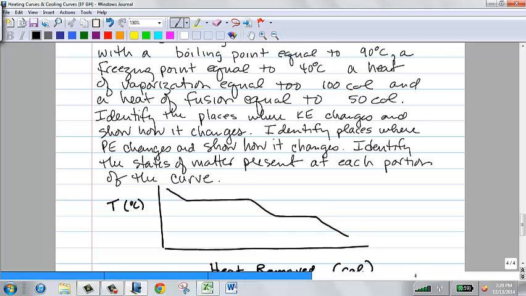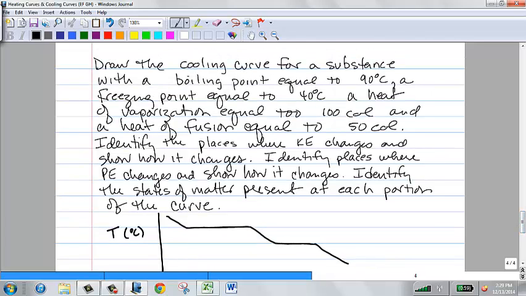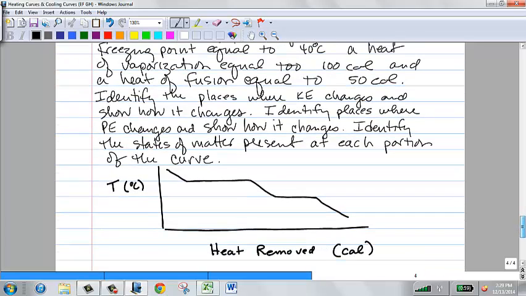They want me to draw a cooling curve for a substance with a boiling point equal to 90. I don't really need to make a scale. I just need to label that point 90. And freezing point is 40. So from A to B the kinetic energy is going up, and a second plateau happens at 40. Again, I don't need to make a scale. I just need to label what that Y value is. Or you could write it right on the graph. Kinetic energy up. Heat of vaporization. Kinetic energy up.